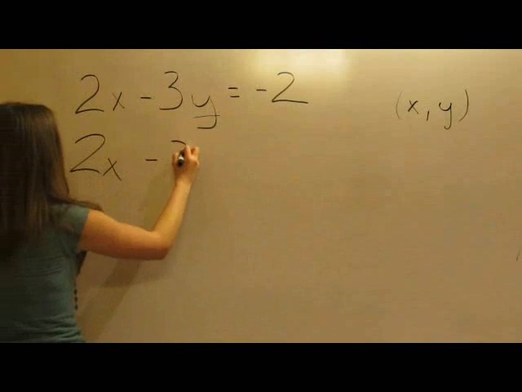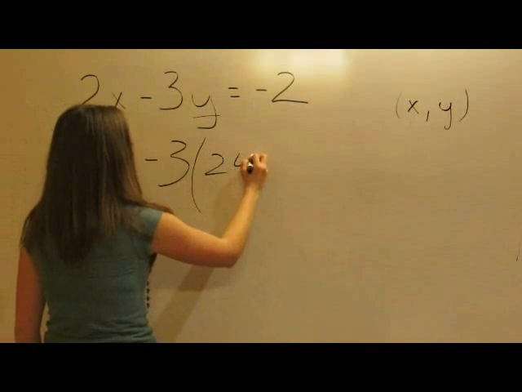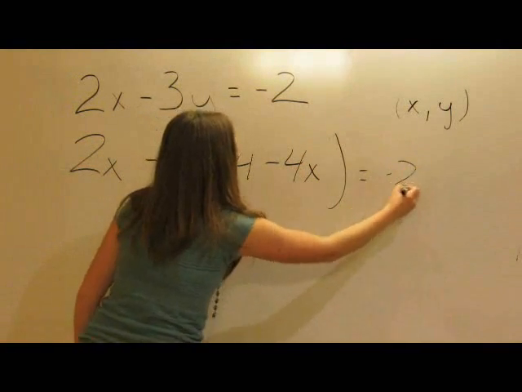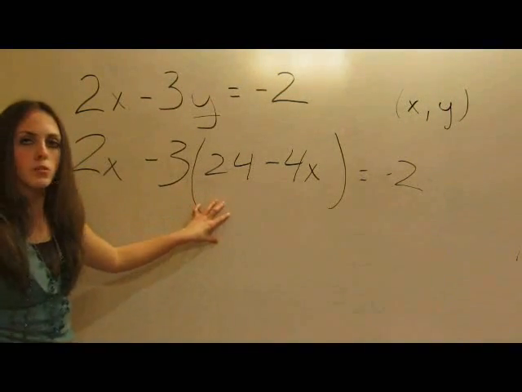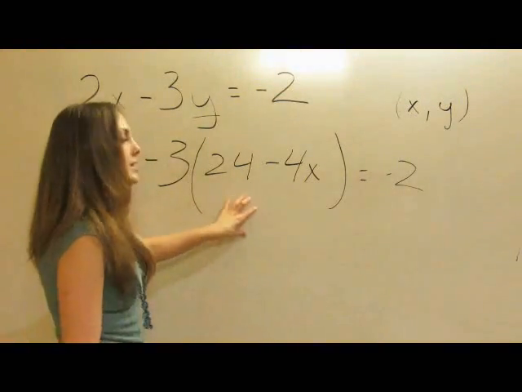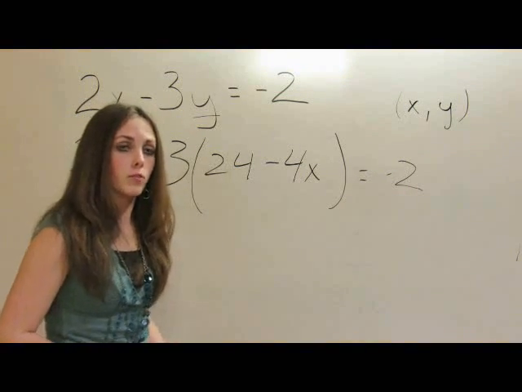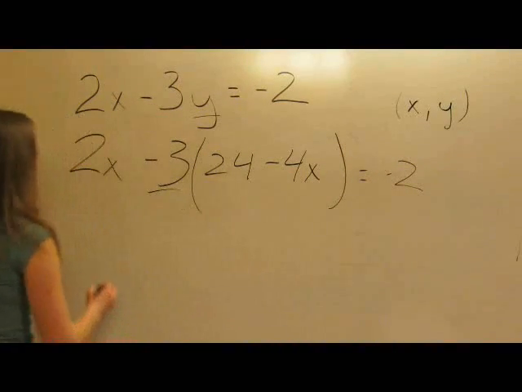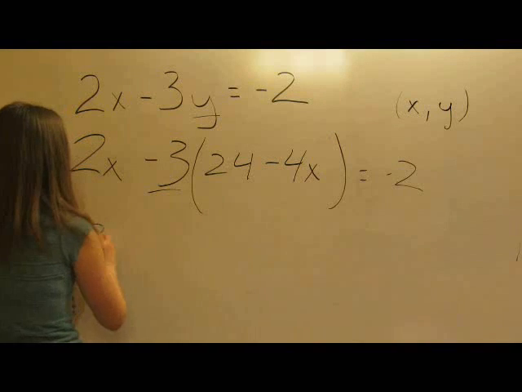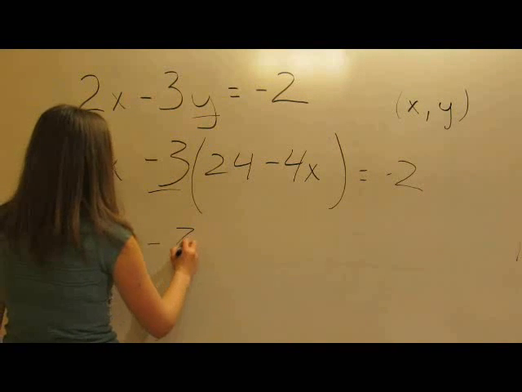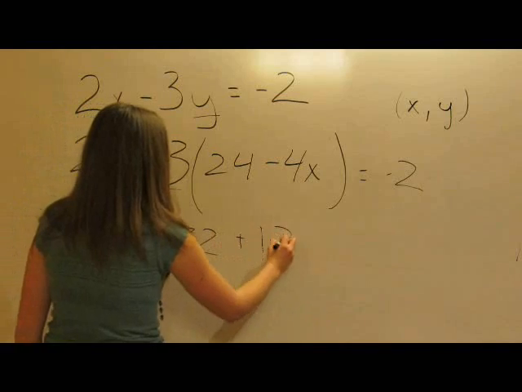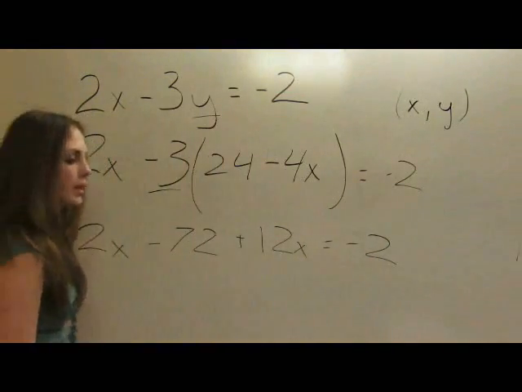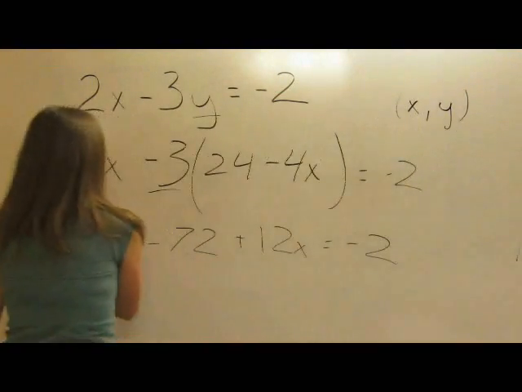2x minus 3 times 24 minus 4x equals negative 2. Here you can see that we have substituted the y value from the other equation into this equation. Now we can simplify and solve for x. So first, let's multiply minus 3 by everything in the parentheses. That gives us 2x minus 72 plus 12x equals negative 2. So we're starting to run out of space here. So let's erase this and start over at the top.